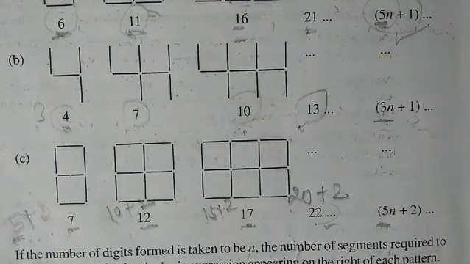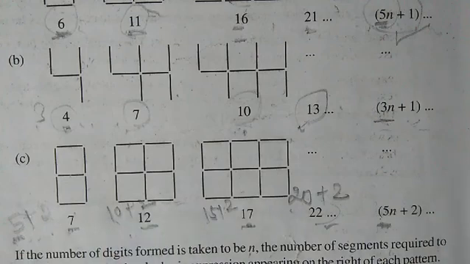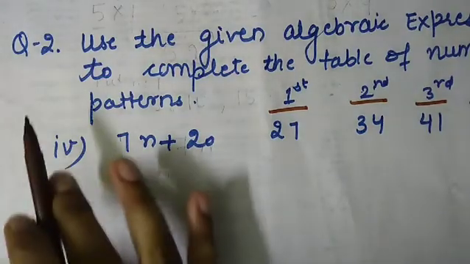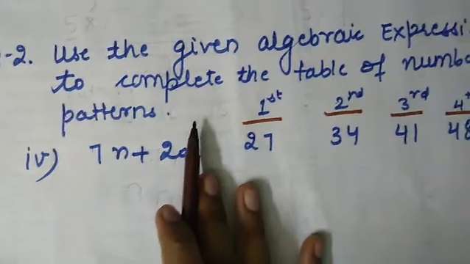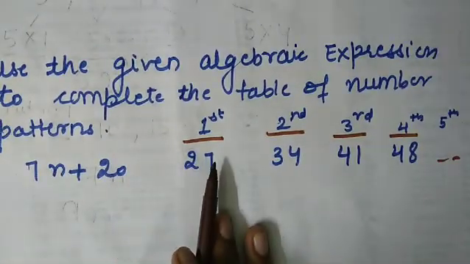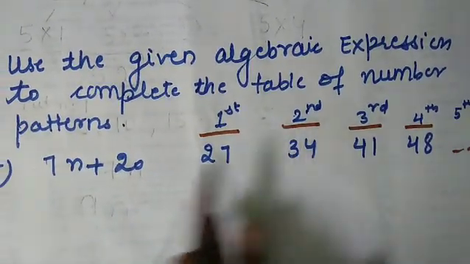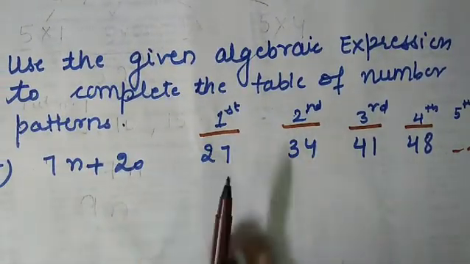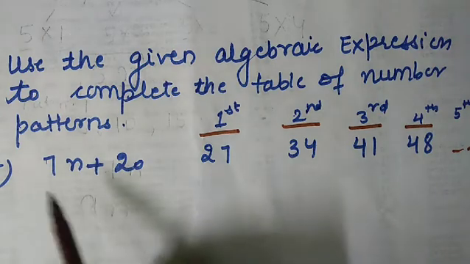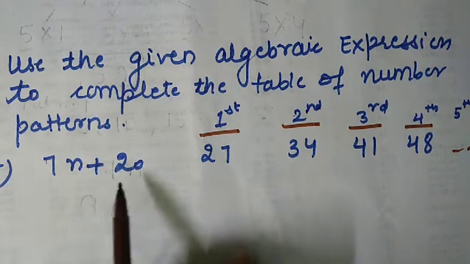You only have to observe these patterns and frame the algebraic expression, or you can say the general form, from these patterns. Okay, so this is your question number 1. Now come to question number 2. Use the given algebraic expressions to complete the table of number patterns. Okay, we have to use the given expression to complete the table.